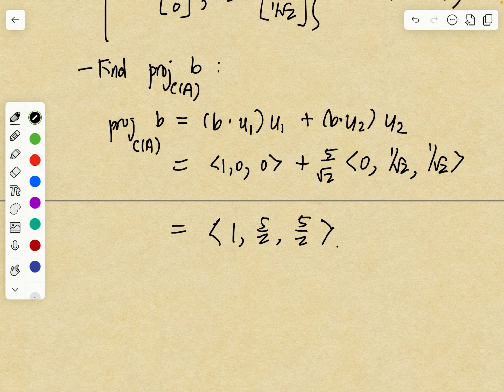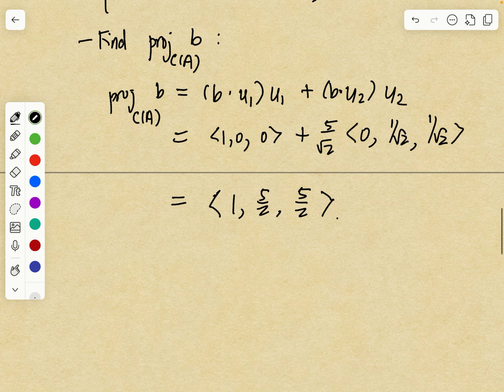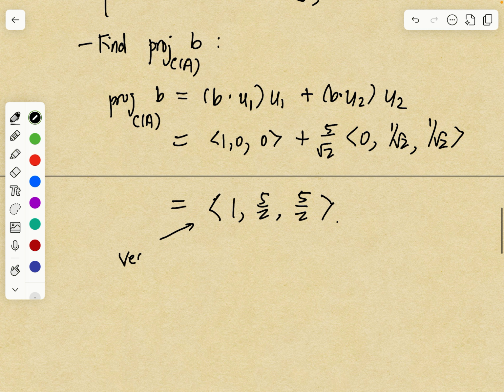So that's the projection of B onto the column space of A. This is the vector, just to remind ourselves, this is the vector in the column space of A that is closest to B. So this is our AX star, right? And we're trying to find X star. That's going to be what's called a least squares solution. It's the X that makes AX as close to B as possible.